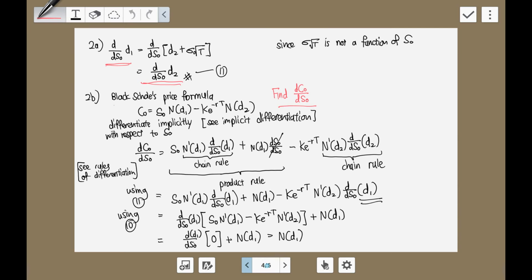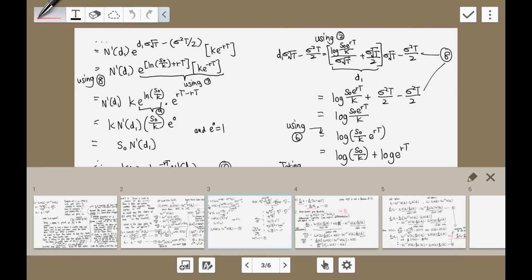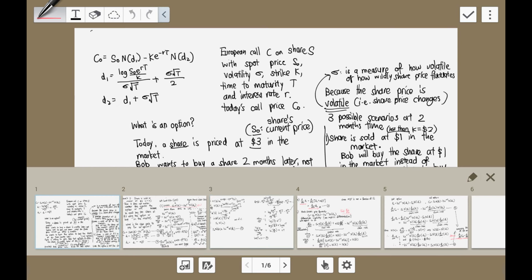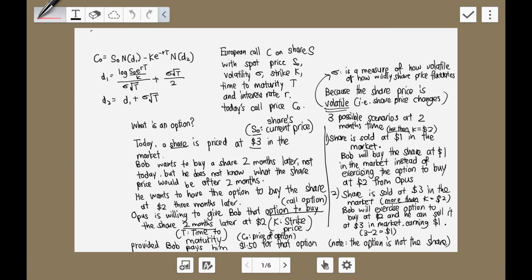So the first thing that we're trying to achieve. The techniques used here mainly will be calculus. Okay, so let's first explain what an option is.